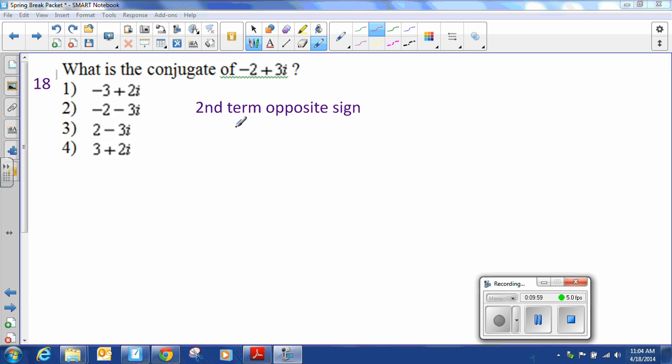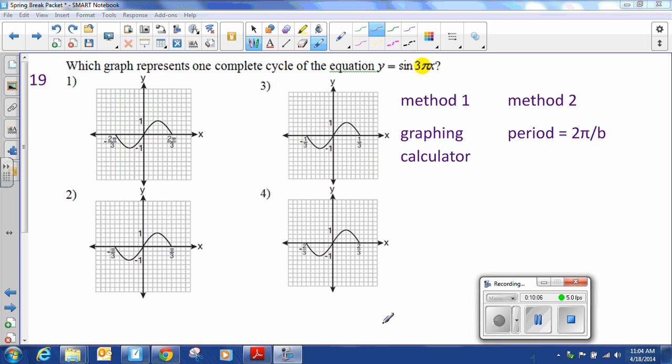Number 18, you must remember that conjugate means all you do is you change the second term to the opposite sign. Number 19, there's two methods. First method is graph this in your graphing calculator. Y equals sine 3 pi x.